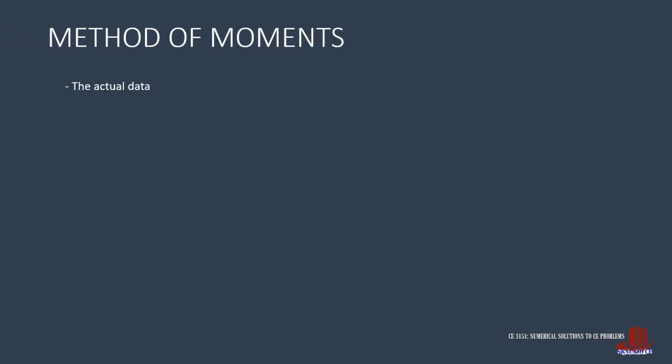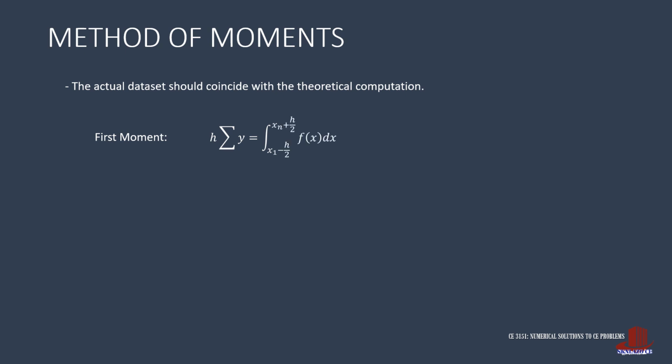In the method of moments, the actual moment taken from the dataset must coincide with the theoretical computation of the function, which uses integration. The first moment is then equating the actual h times the summation of y with the theoretical moment of the integral of the function of x. The second moment is also generated with the same concept, equating h times the summation of xy with the integral of x times the function of x.